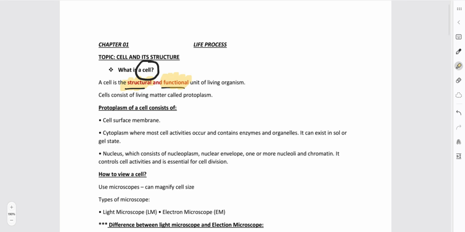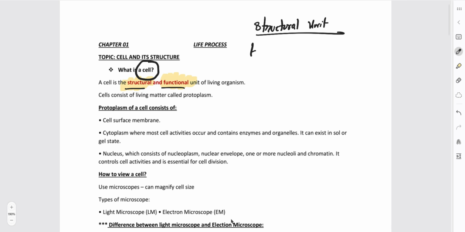Now, why do we say structural unit? Think about it. We say structural unit because cells make up specific structures in our body. They make up tissues. What kind of tissues? For example, bones, right? It is a form of connective tissue. Or think about it, cells make up organs in your body, such as the heart, right?